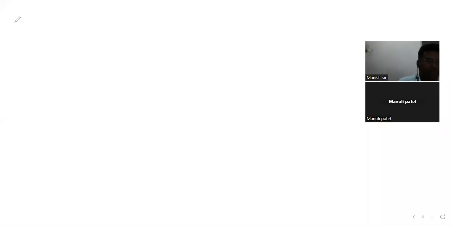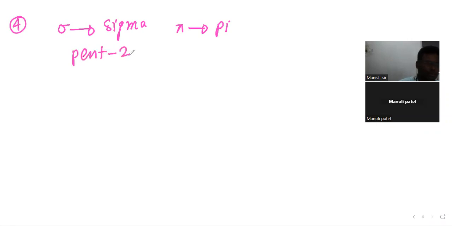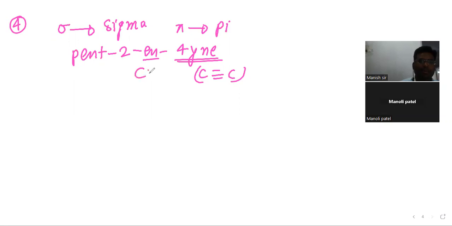Now see question number 4. So the number of sigma and pi bonds. This symbol is called sigma and this symbol is called pi bond. So in the compound pent-2-en-4-yne, the compound name is given as pent-2-en-4-yne. It means on the second carbon a double bond is there, and on the fourth carbon a triple bond is there. Yne means triple bond and ene means double bond is there. Understood? So I will make the diagram first.